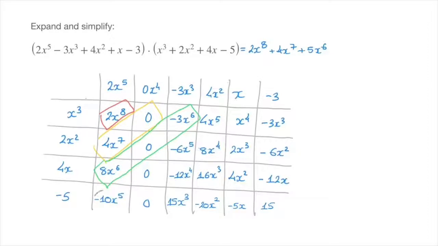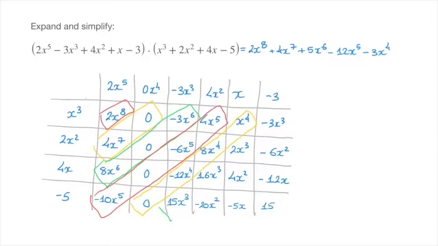We then need to add all of the x to the power of 5 terms that I'm currently boxing in red. So that's negative 10x to the power of 5 plus 0 minus 6x to the power of 5 plus 4x to the power of 5. And that's negative 12x to the power of 5. We carry on and focus on the x to the power of 4 terms that I'm boxing in yellow right now. We have 0x to the power of 4 minus 12x to the power of 4 plus 8x to the power of 4 plus x to the power of 4. Adding all those together, that's negative 3x to the power of 4.